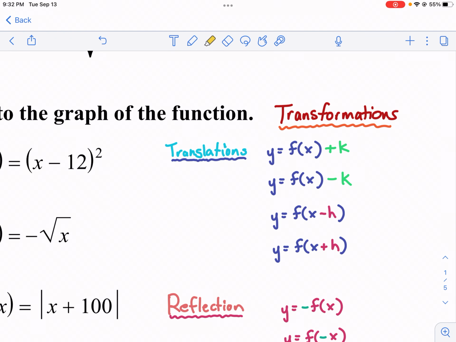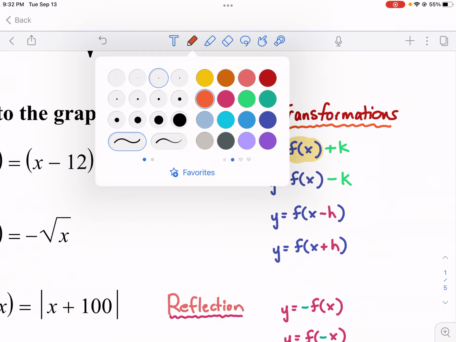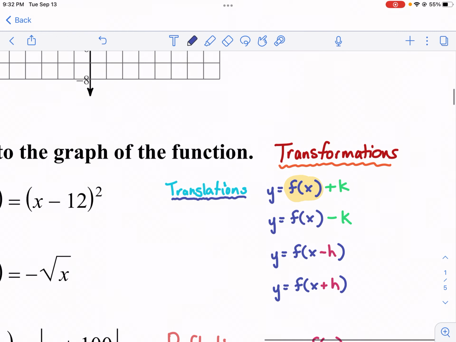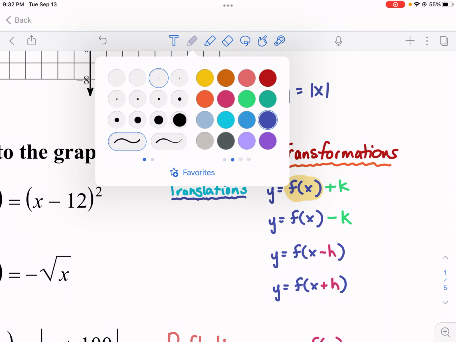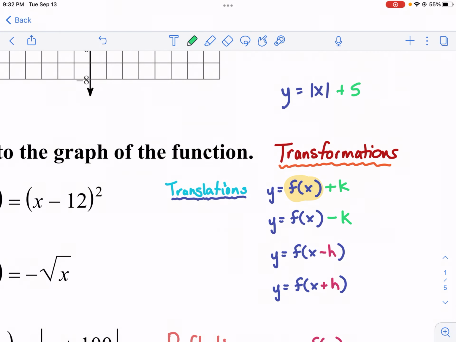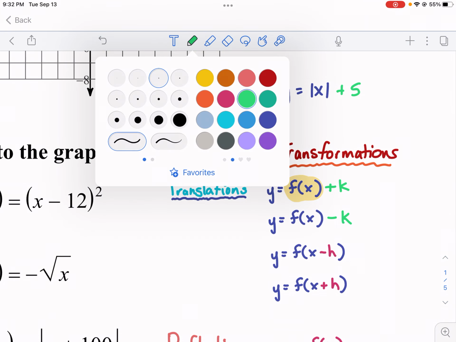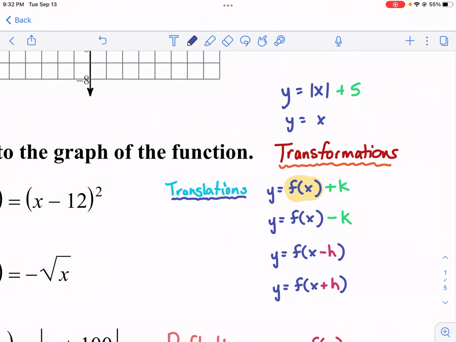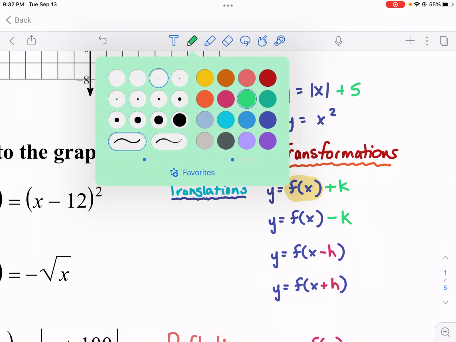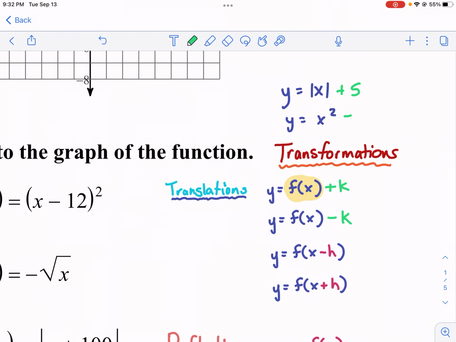So what is this talking about with this f of x? Don't get confused on that. It's just talking about one of our parent functions. f of x could be replaced by any of those parent functions. We could have y equals absolute value, and then plus k just means plus a number. So it could be plus 5. It could be y equals x squared, and then we could do minus k. It could be minus 3. So we have different options, but the f of x essentially just means one of these parent functions. That's all it's talking about.